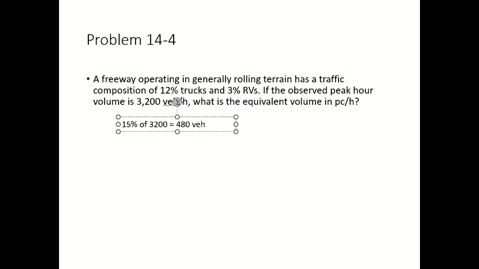And we said that each heavy vehicle has an equivalency factor of how much? 3. So in order to convert these heavy vehicles to passenger cars, I'll multiply this number with the equivalency factor. So how much will it be? 1440. Now this becomes what? Passenger cars. After multiplying with the equivalency factor, they become passenger cars.